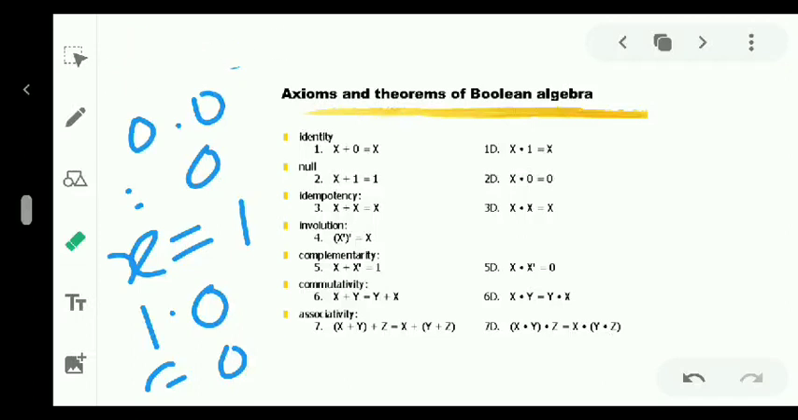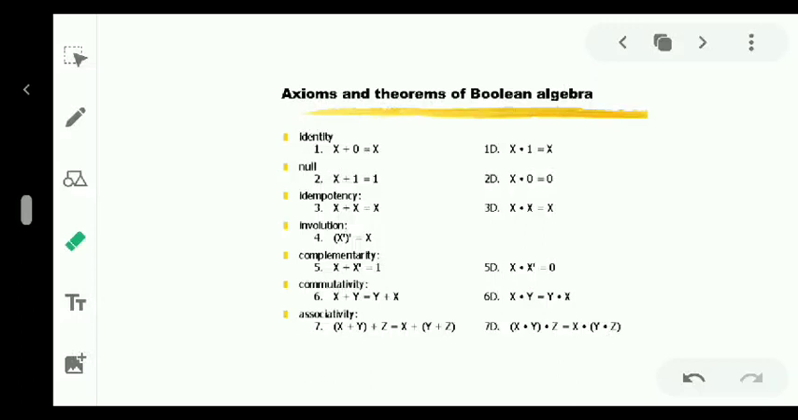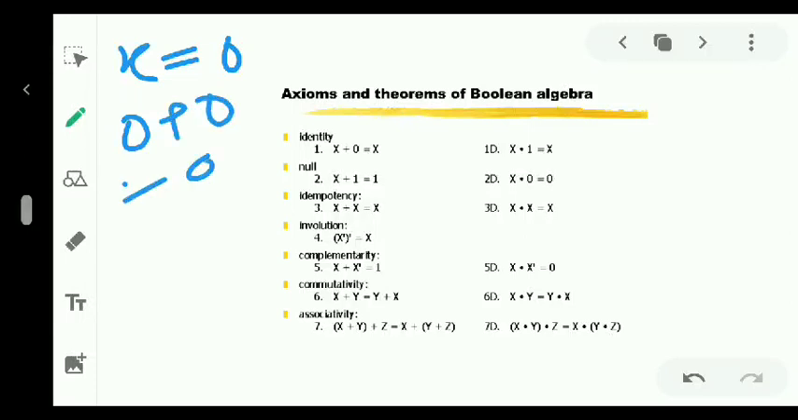Next go for the third one. Third one is the idempotency rule. So it is saying that if you add x with x, then you will get x value. But normally in algebra, if you add x with x, we are getting 2x. But here the concept is different. Let me prove that one. Say x value is 0. So 0 plus 0, it is 0. X equals to 1. So 1 plus 1 is 1. So it is true.